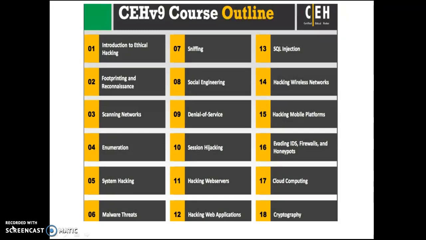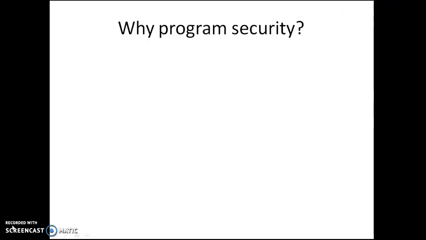Certified thing. So you can see the 18 most popular vulnerabilities or threats for information security. You can see from ethical hacking, sniffing, SQL injection, footprinting, social engineering, until you can see cloud computing, hacking web applications, cryptography, and malware. So these are the 18 most popular vulnerabilities, and I hope you have worked on your assignment on one of these vulnerabilities.